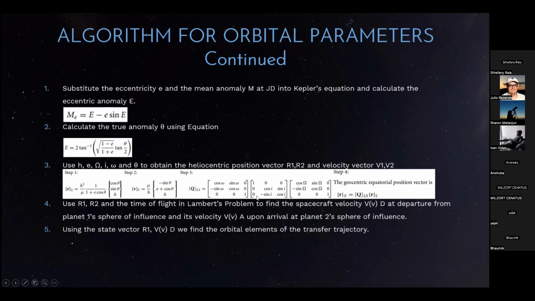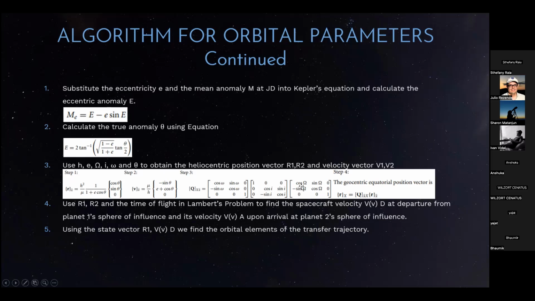After we have calculated the state vectors, we use Lambert's algorithm for calculating the velocity at departure. Let's say we have to take a spacecraft from Earth to Mars. So we need to calculate the velocity of departure and arrival of the spacecraft. So Lambert's problem is helpful in finding that. After Lambert's problem, we have got the R1 and R2. From that, we calculate the transfer orbital elements.